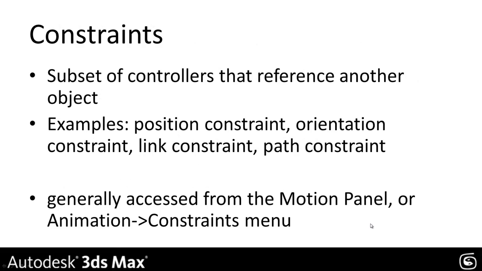So let's talk about constraints. Constraints are made up of a subset of controllers that reference another object. Here are some examples: the position constraint, the orientation constraint, link constraint, and path constraint. These are generally accessed from the motion panel, or you can go to the animation constraints menu.